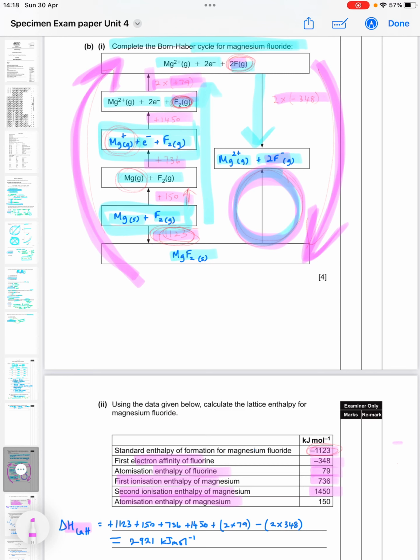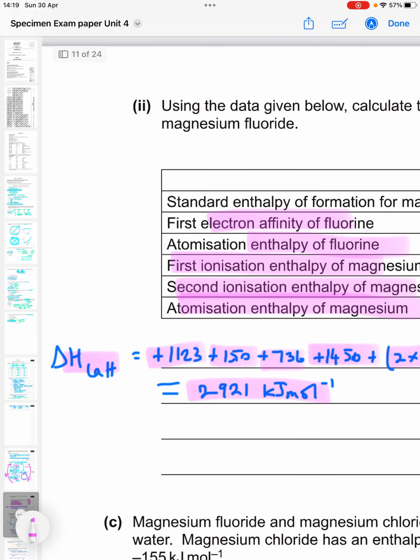So when I plug these values in, the lattice enthalpy is the sum of all of these going up on the left, take away the ones going down on the right. So these are all positive and these are all negative. Okay, so we've got plus 1123, plus 150, plus 736, plus 1450, plus the 2 times 79 for the atomization of fluorine, and then minus 2 times 348. And adding all of those together, it gives the answer as 2921 kilojoules per mole.